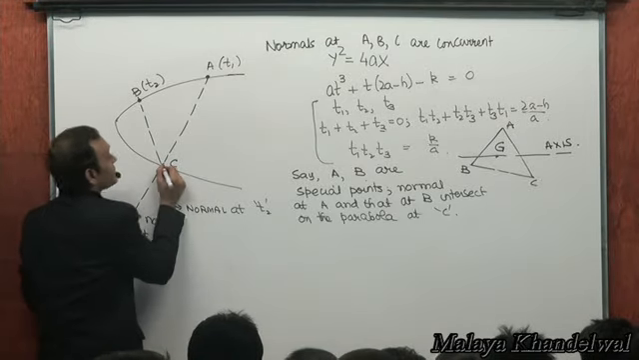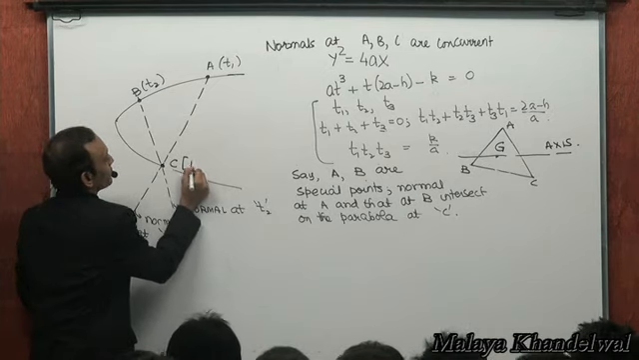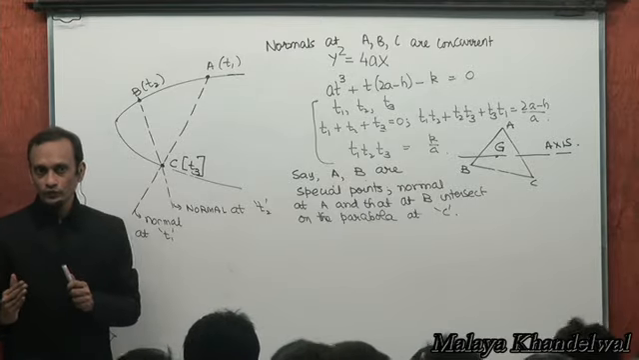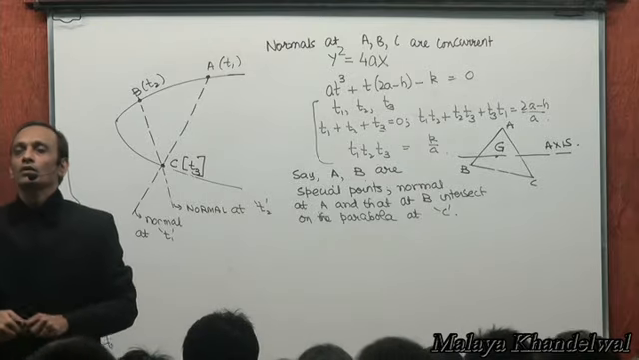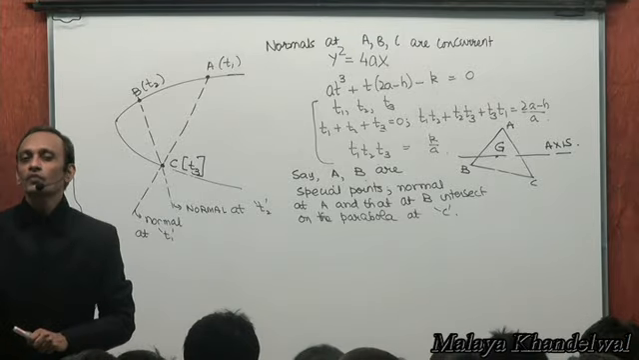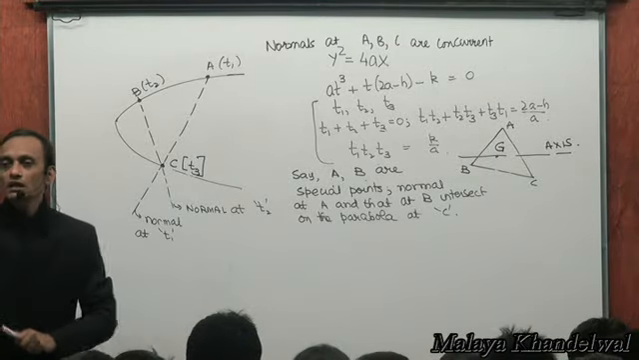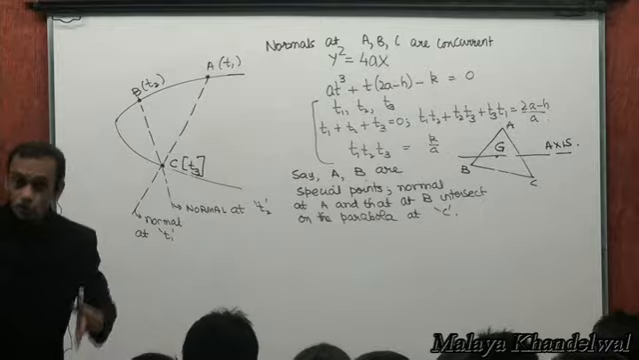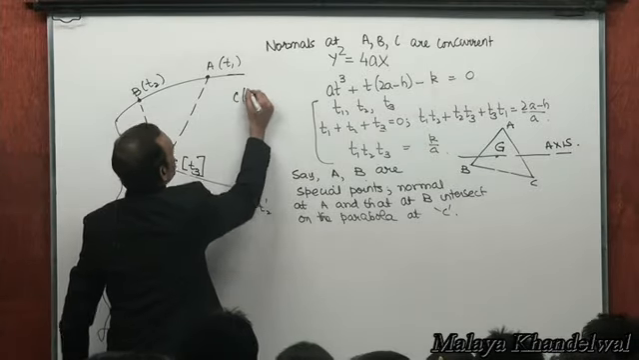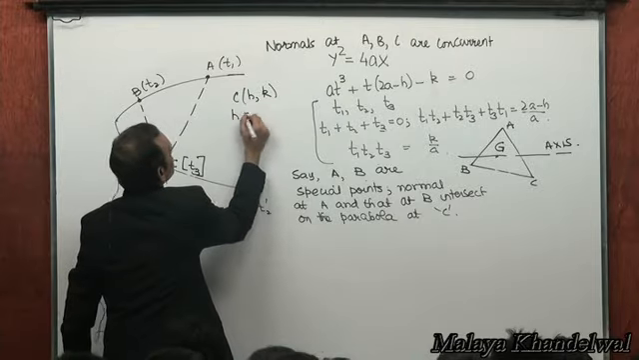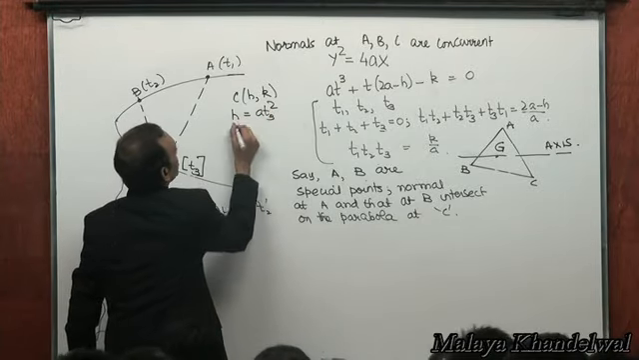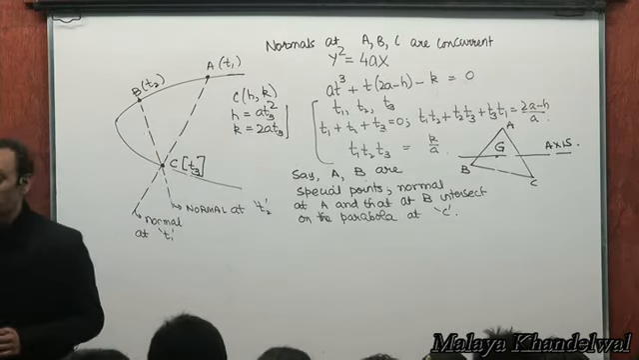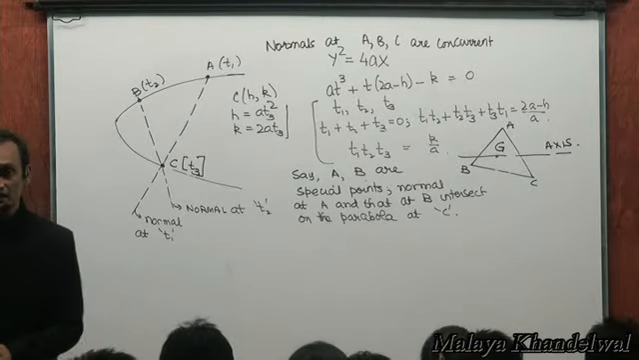Say they intersect at a point C on the parabola, call it T3. Call it T3. Yes or no? Now, think of C as a point H comma K. Think of C as a point H comma K. Say C is a point H comma K, where what is H? H is A T3 squared, K is 2A T3. Since it's a point on the parabola, it must be of this format. A T3 squared comma 2A T3. Clear?